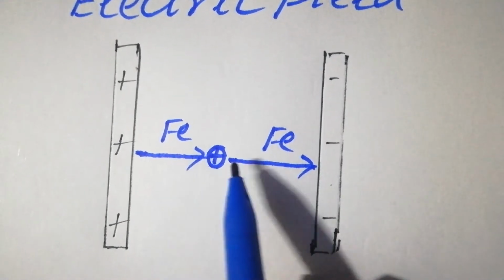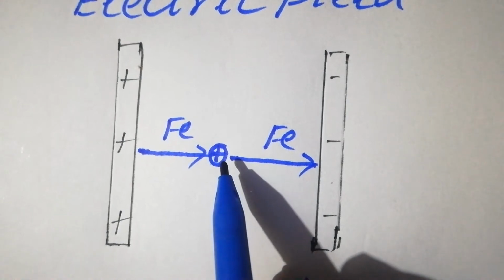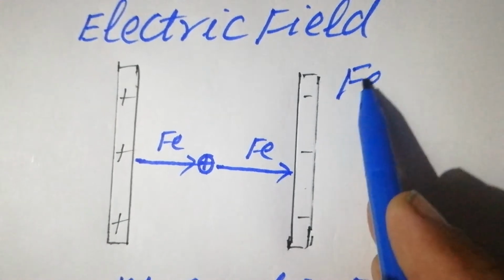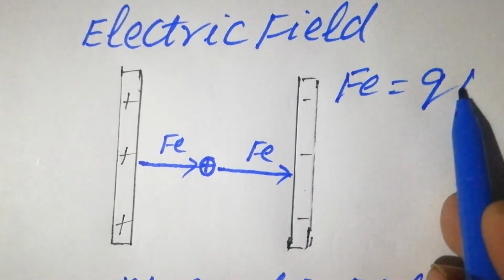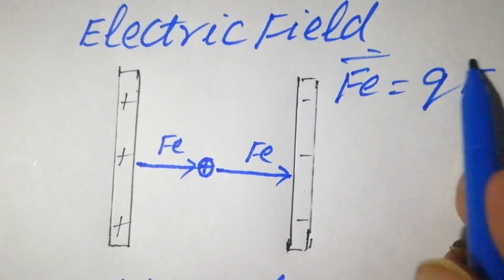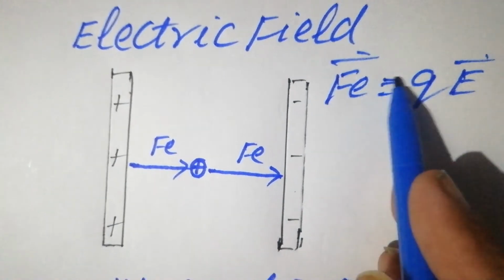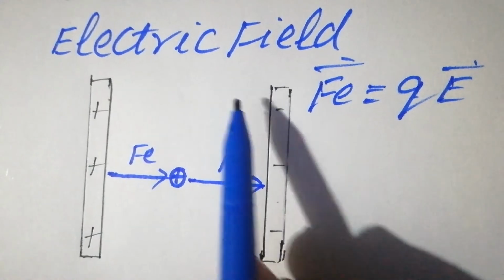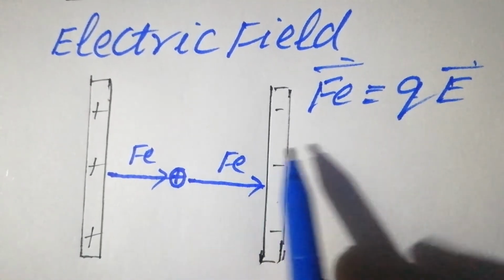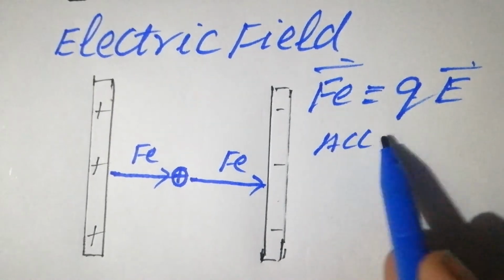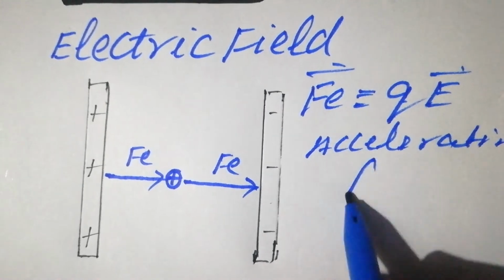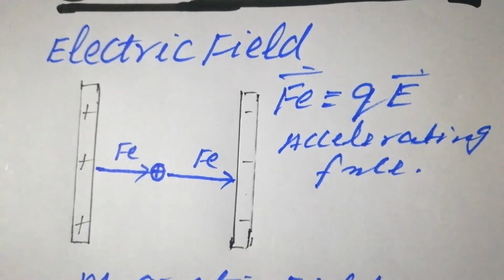So there is a change in velocity of that particular charge, and that electric force, its value is equal to F is equal to QE. So the vector quantity F is equal to QE. E is the strength of the field, Q is the charge, and that is the electric field. This electric force is an accelerating force, because it produces an acceleration.